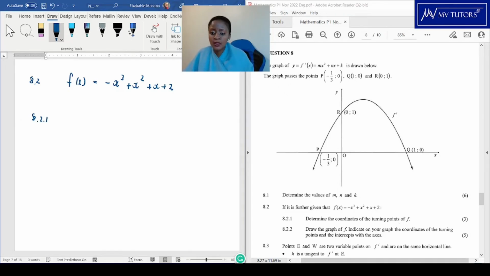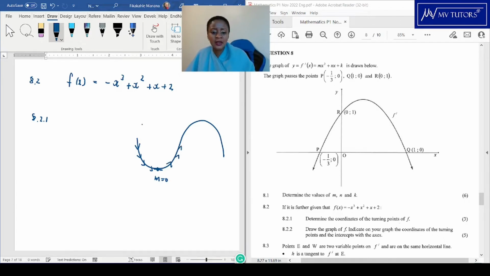Determine the coordinates of the turning points of f. Turning points of f are, what do you call this? Stationary points, right? Okay, so f is looking something like this, not exactly. Here you have a gradient, but as soon as you get to a turning point, your gradient is 0. That is your stationary point.